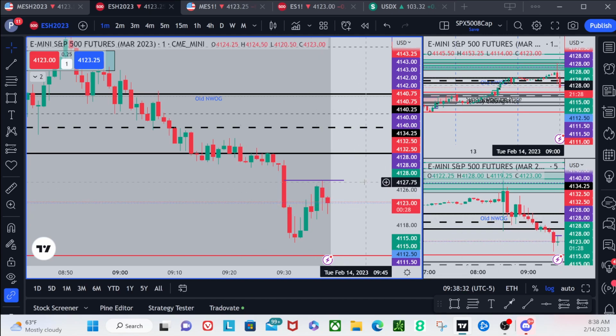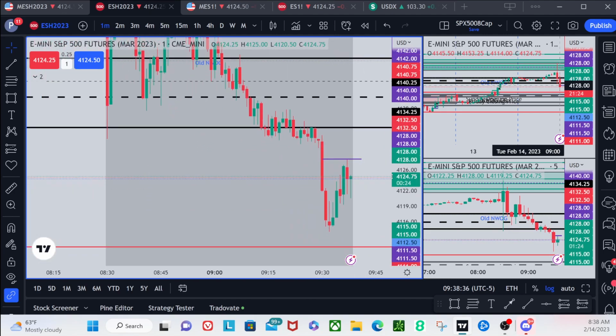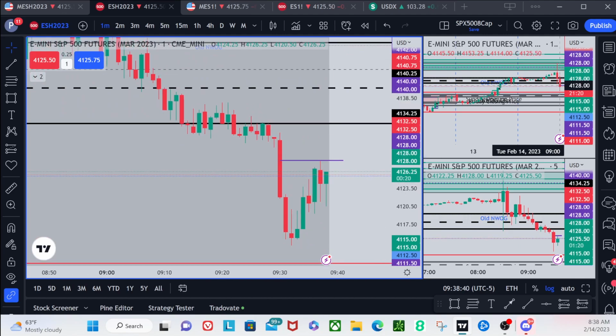Watch that 41.28 on ES though. Remember, that's the line in the sand. Look at that reaction right there. That in itself is five handles, just trading that consequent encroachment and then a breakdown lower. Five handles, just like that, bang.